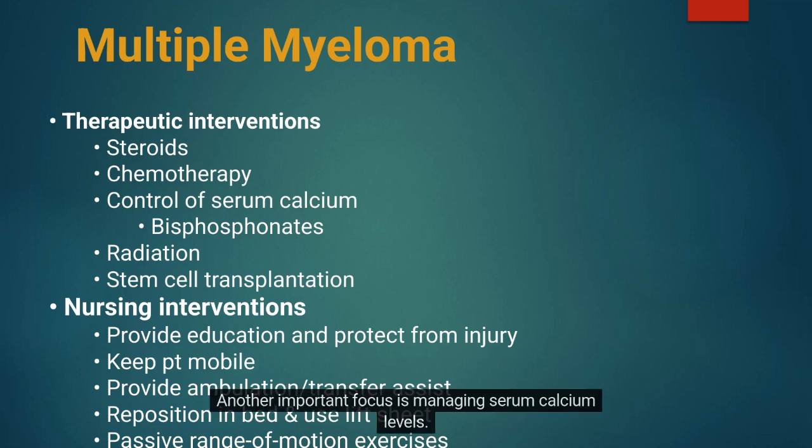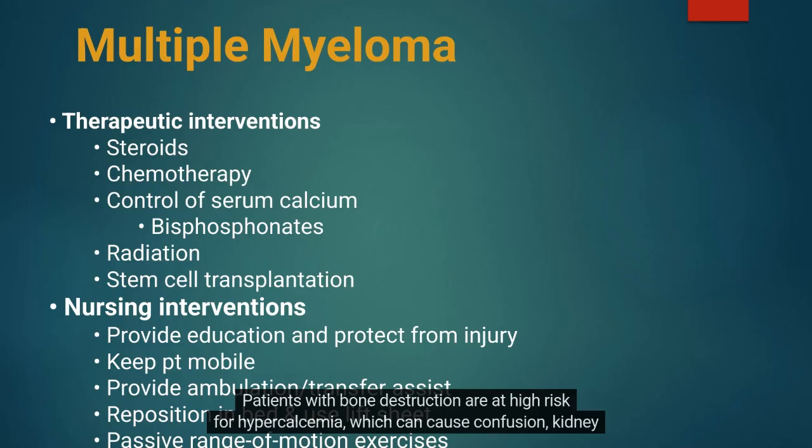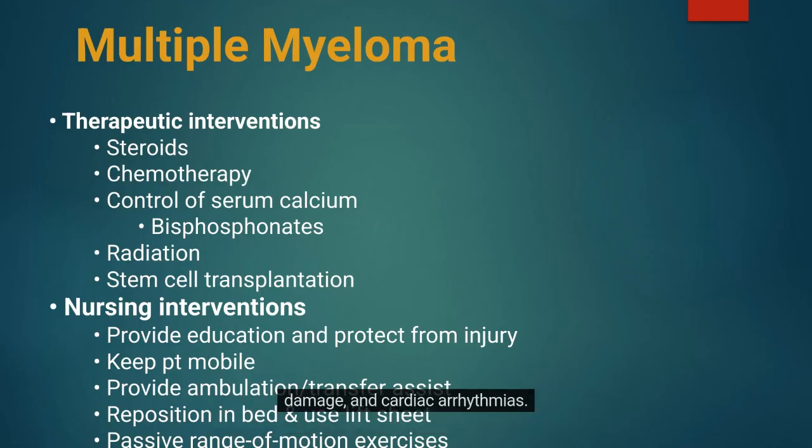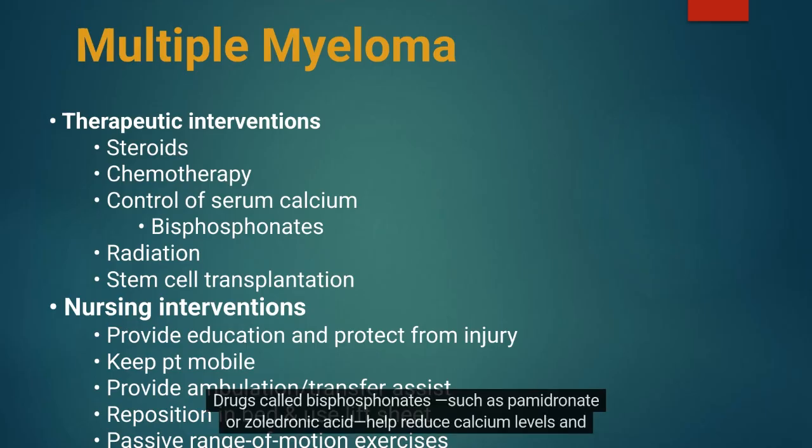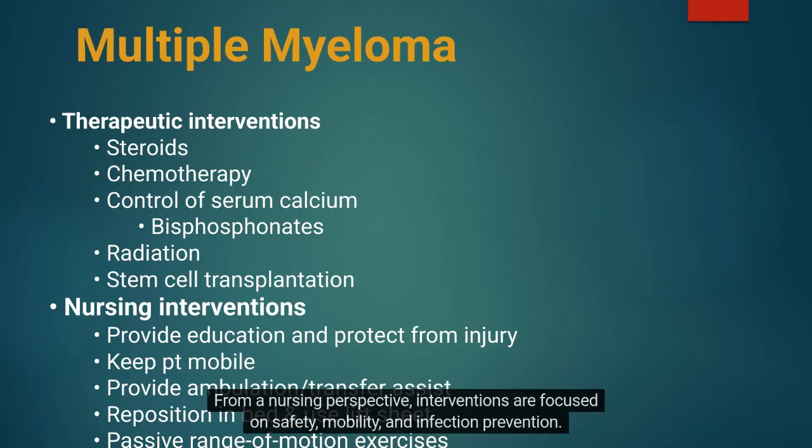Another important focus is managing serum calcium levels. Patients with bone destruction are at high risk for hypercalcemia, which can cause confusion, kidney damage, and cardiac arrhythmias. Drugs called bisphosphonates, such as pamidronate or zoledronic acid, help reduce calcium levels and strengthen bones. From a nursing perspective, interventions are focused on safety, mobility, and infection prevention.